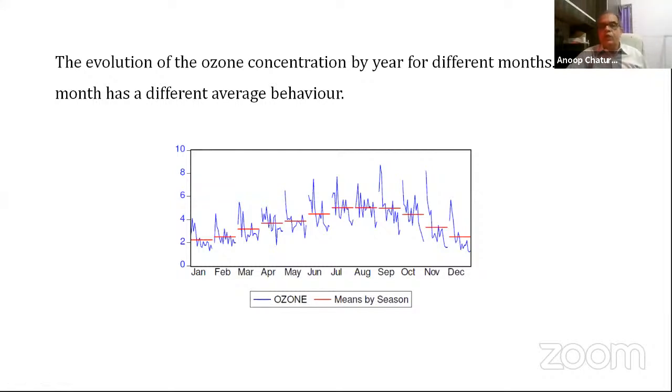Now, sometimes if you have very high frequency data, your time series is very long. Then instead of plotting this entire time series, you may use the box plot. Okay.